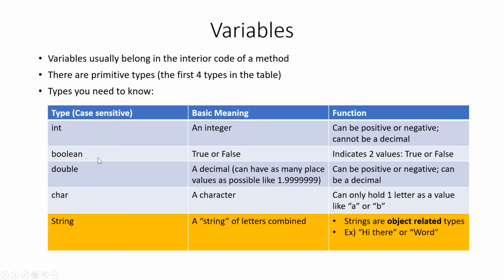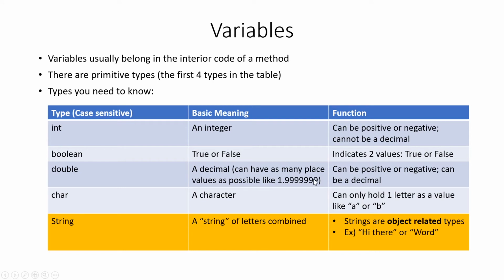Boolean. This is a pretty wacky one. This type makes a variable have either a true value or a false value. And as I said before, you can only put true or false into a Boolean variable. A double variable is merely a decimal. It's kind of like an integer in a way that it could be positive or negative. However, the value needs to be a decimal.